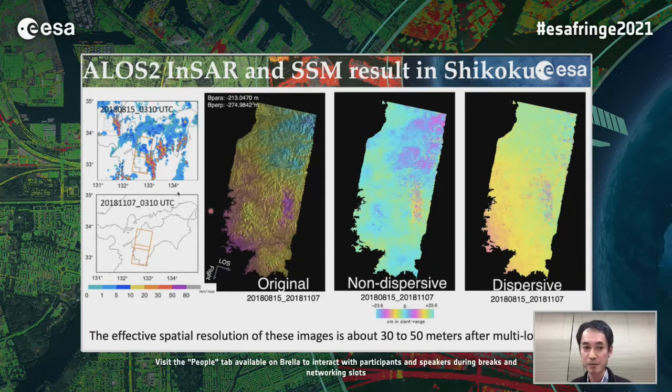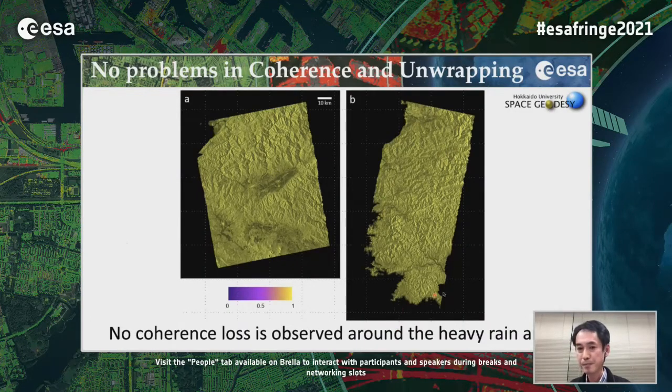In view of the rain radar map here, the anomalies apparently correspond to the rain radar map and to the heavy rain. And we can notice anomalous phase both in non-dispersive and dispersive phase at the same location. Presumably, I think these long wavelength phase trends are probably coming from the ionosphere, but these are probably from heavy rain. By the way, the effective spatial resolution of these images is about 30 to 50 meters after multi-looking. But we have confirmed that there was no problem in coherence, so we could easily unwrap the original interferogram.